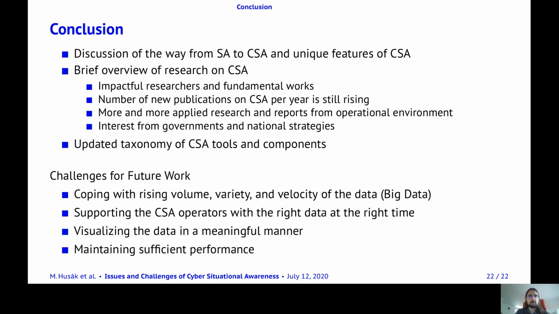So I'll just conclude my talk. First, we discussed the fundamentals of CSA and provided a brief overview of research, updated the taxonomy of CSA tools and components, and proposed the challenges for future work, where the most important ones are coping with rising volume, variety, and velocity of the data, supporting the CSA operators with the right data at the right time, visualizing the data in a meaningful manner, and maintaining sufficient performance.